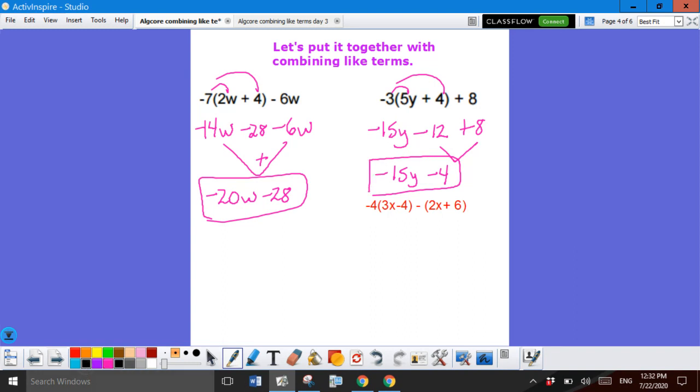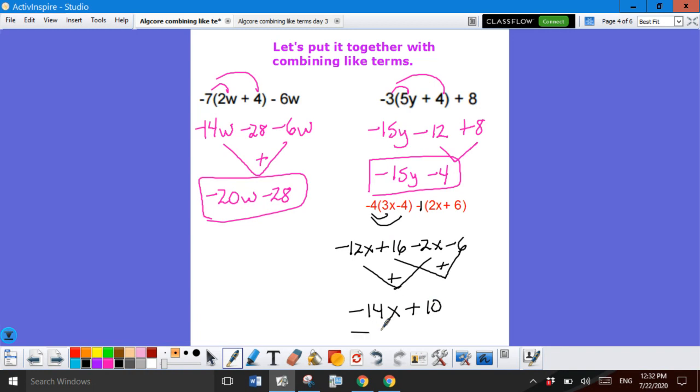All right, now this next one, I have to remember there's a negative 1 right there. So the first distribution is pretty easy. Negative 4 times 3 is negative 12. Negative 4 times negative 4, positive 16. And negative 1 times 2 is a negative 2x. And a negative 1 times 6 is a negative 6. Okay, like terms. Negative 12 plus negative 2 is a negative 14. Positive 16 plus negative 6 is a positive 10. And I am finished.